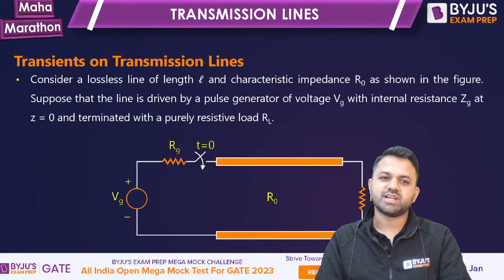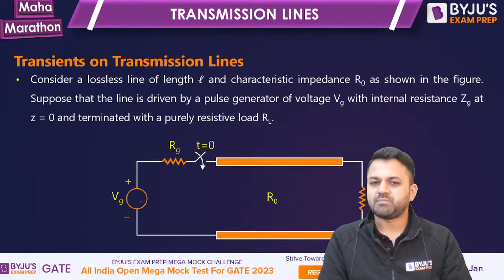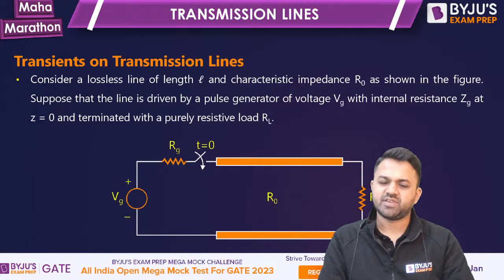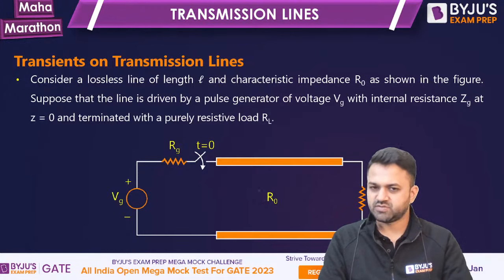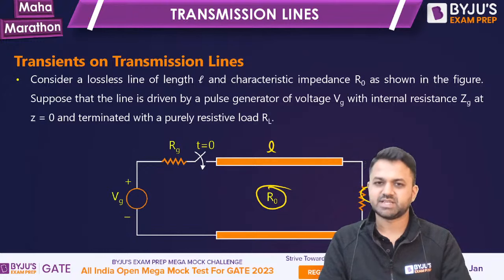Now let's discuss the transient on the transmission line. So this is the DC supply we gave to the transmission line. Previously we have given the sinusoidal wave, but when we give the step signal or the DC signal to the transmission line, it shows the transient behavior. So at time t equal to 0, when the switch is closed, it gives you the initial voltage equal to the characteristic impedance of the line. So this characteristic impedance of the line is R0, and the load impedance is ZL or RL, and the length of the transmission line is L.